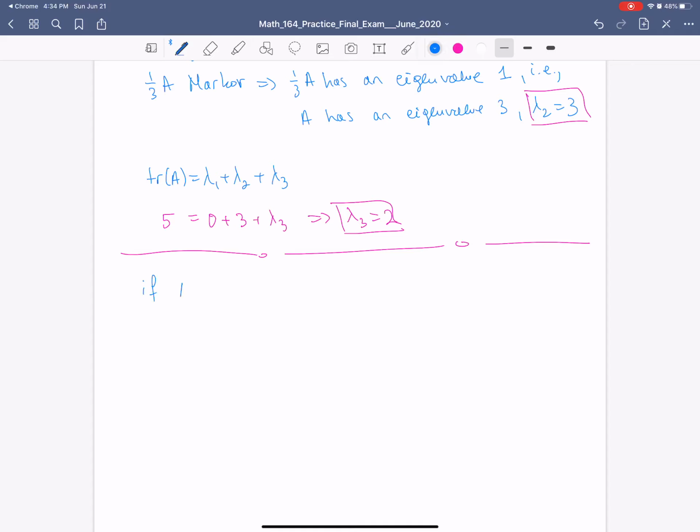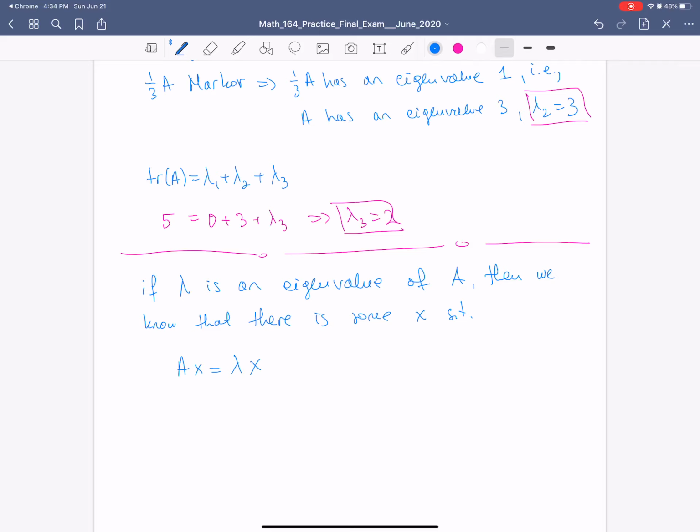If lambda is an eigenvalue of A, then what happens? Then what do we know? We know that there is some x such that A times x equals lambda x.